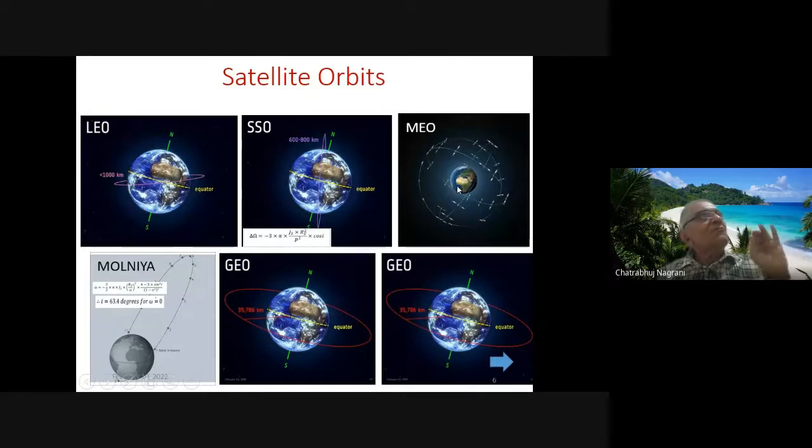Then there are middle Earth orbits. All of us know GPS. All GPS satellites are in middle Earth orbit, at about 20,000 kilometers from the surface of the Earth. They are in different planes, and they are put in such a way that at any given location you will see a minimum of 4 satellites in good configuration. Good configuration means they are not all 4 together, or one at the horizon and another in the middle. That is what they call DOP.